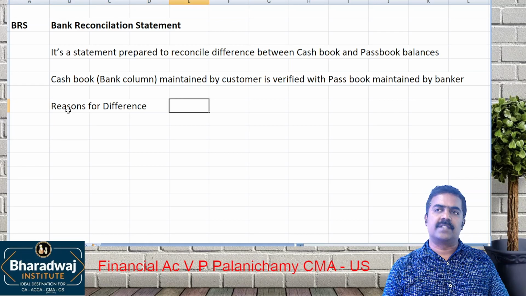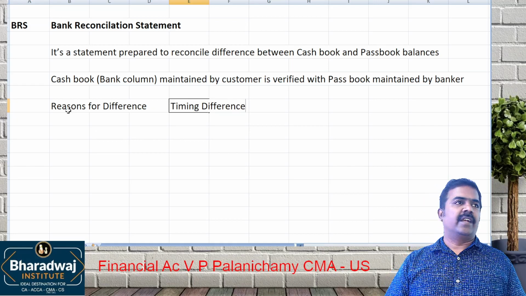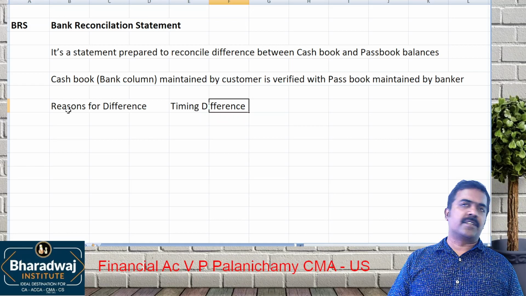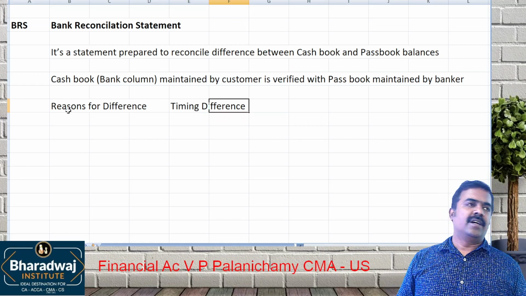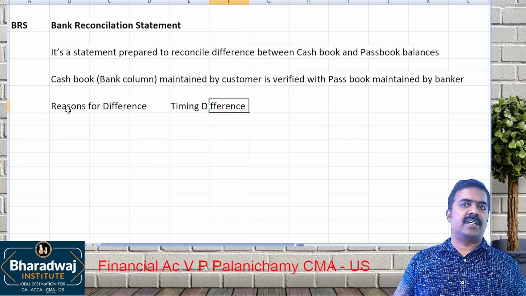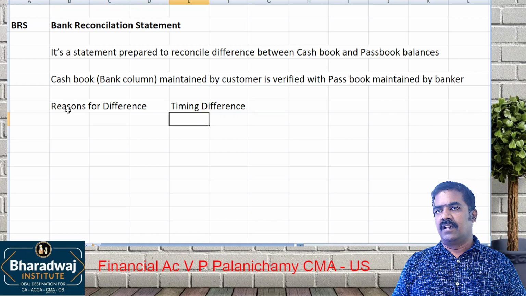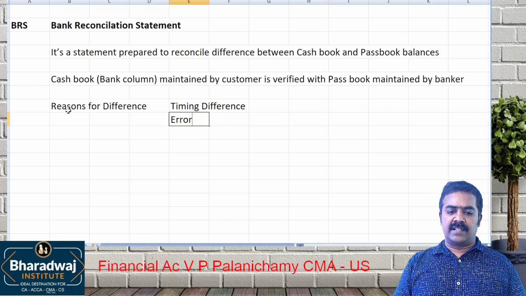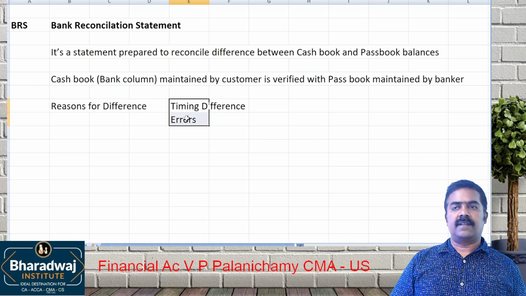The reason for the difference can be a timing difference. The time of entry in the cash book and passbook is different. Either we enter in the cash book first and next in the passbook, or sometimes they enter in the passbook first and it comes to the cash book next. The first reason is which difference? Timing difference. The second reason is errors.